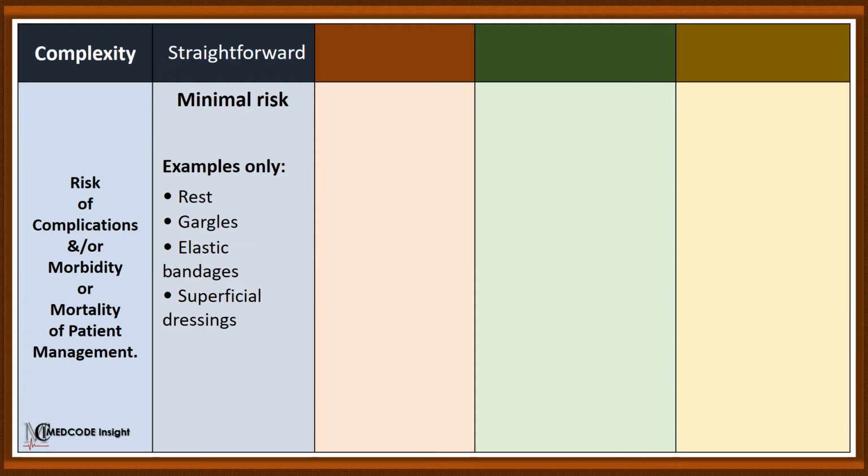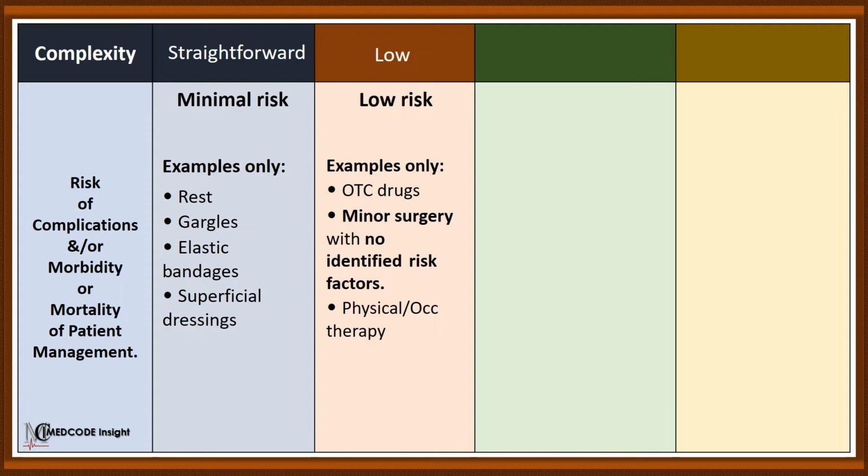At the straightforward level, there is a minimal risk. Examples include rest, gargles, elastic bandage, or superficial dressings. At the low level, examples include over-the-counter drugs, minor surgery with no identified risk factors, physical or occupational therapy.